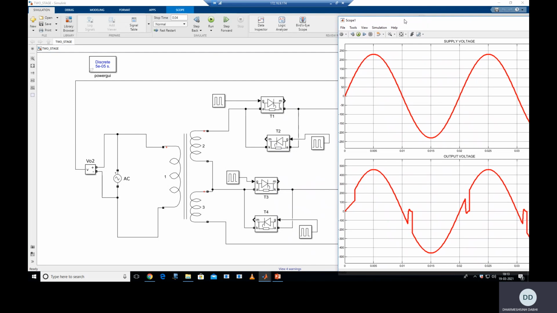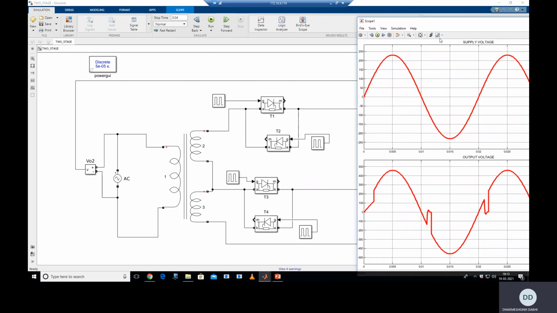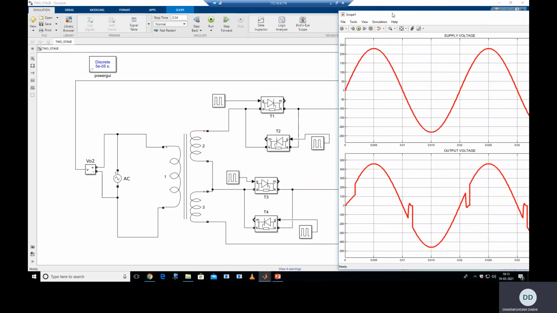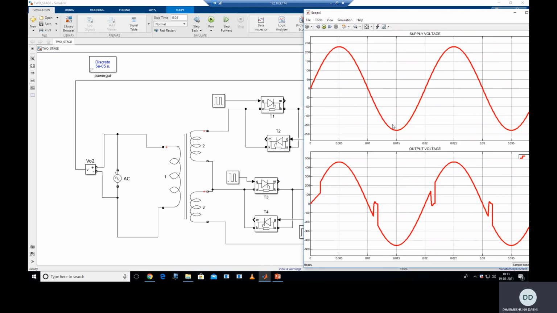Clear? Because of the presence of the inductor, as you know, what will happen after the angle pi is that your thyristor T1 will continuously remain in conduction in the same direction. And once the energy stored in the inductor becomes 0, your output voltage becomes 0. Clear? So here your output voltage becomes 0, and after that it follows 2 Vm sin omega t.